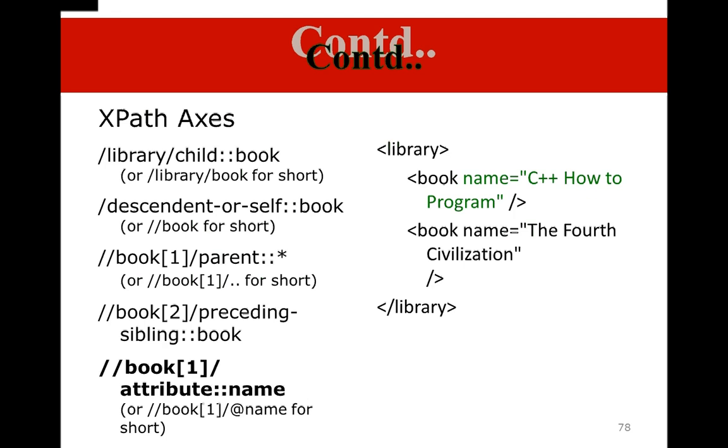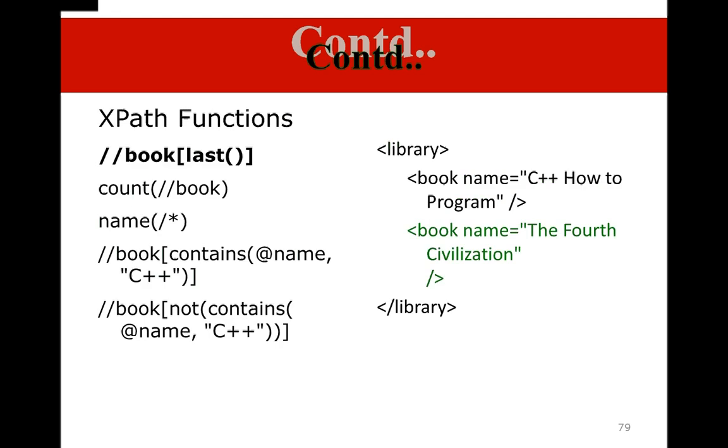The next one is book[1]/attribute::name. So for the first occurrence of the book, that book attribute will be selected. Then //book[last()]. last() is actually a function that chooses the last occurrence of the book. Whether it is in a library tag or outside the library tag, no matter. It selects the last occurrence of the book in the given XML.